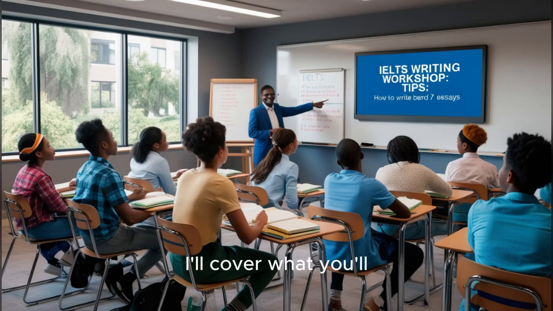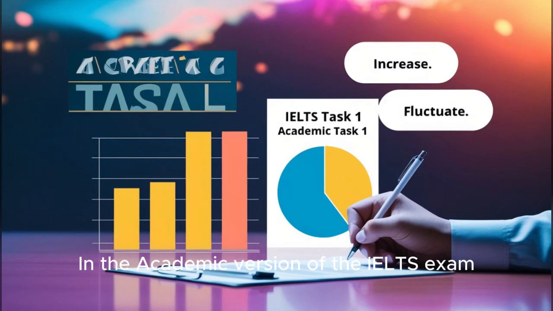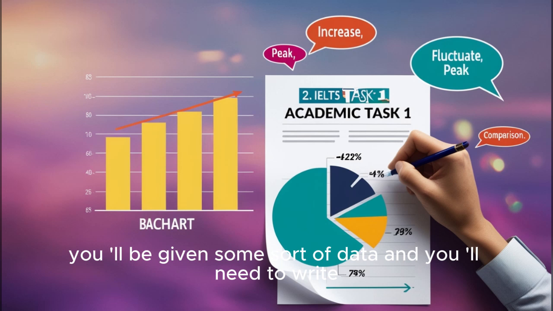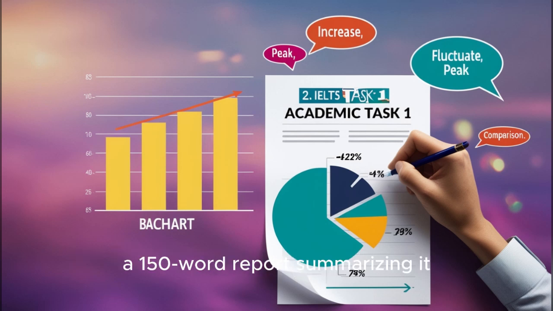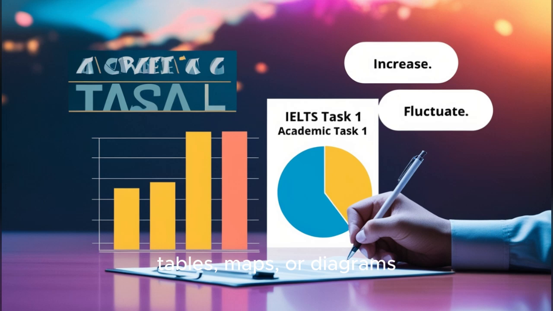In this section, I'll cover what you'll actually see on test day, how you should respond, and how the test is structured. Then I'll move on to discuss the 4 things the IELTS examiner is looking for in a top scoring response. In the academic version of the IELTS exam, Task 1 is a data response. In other words, you will be given some sort of data, and you will need to write a 150-word report summarizing it. Here are the 4 types of data you might see: charts and graphs, tables, maps, or diagrams.